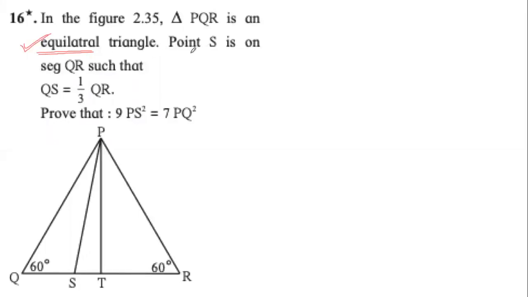Point S is on the segment QR such that QS equals 1 by 3 QR. And we have to prove that 9PS square equals 7PQ square. बच्चे इसको देखते हैं, मैं भी जब इसको पहली बार देखा था तो मैं डर गया था, क्या ऐसा क्वेश्चन है, 9, 7 ये सब क्यों आ रहा है, कैसे आ रहा है? But no, it's not difficult, absolutely not difficult.